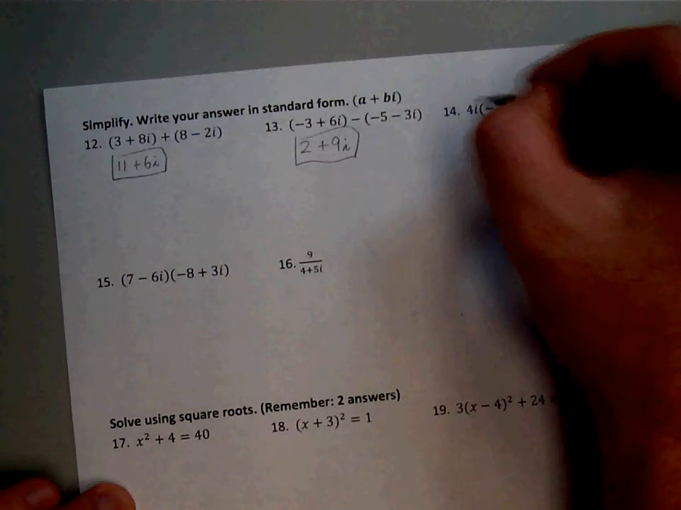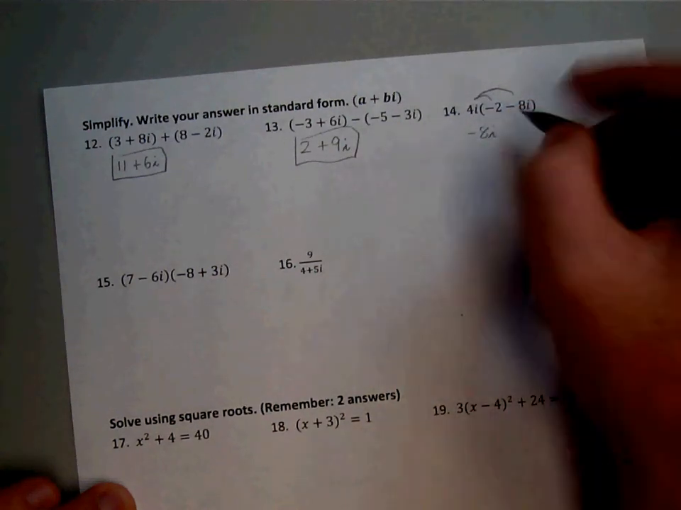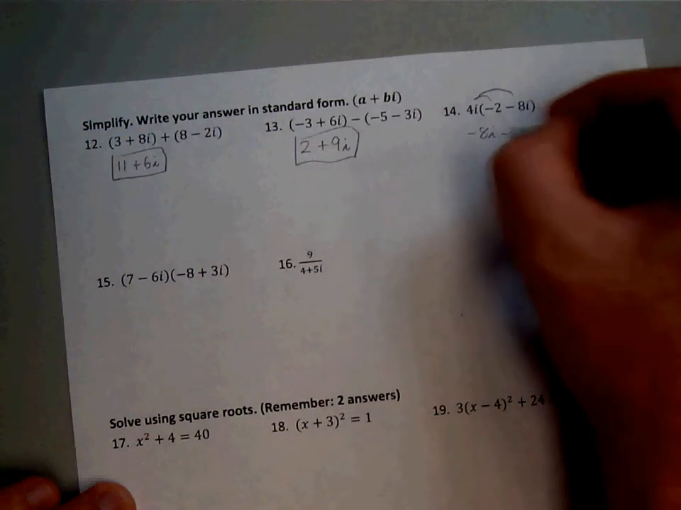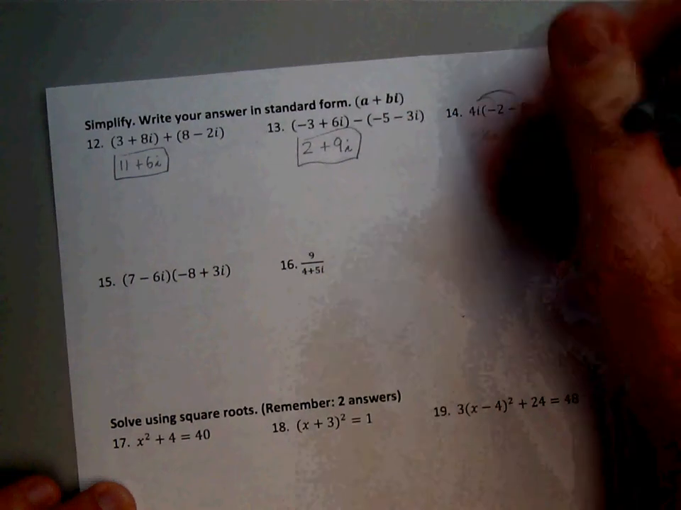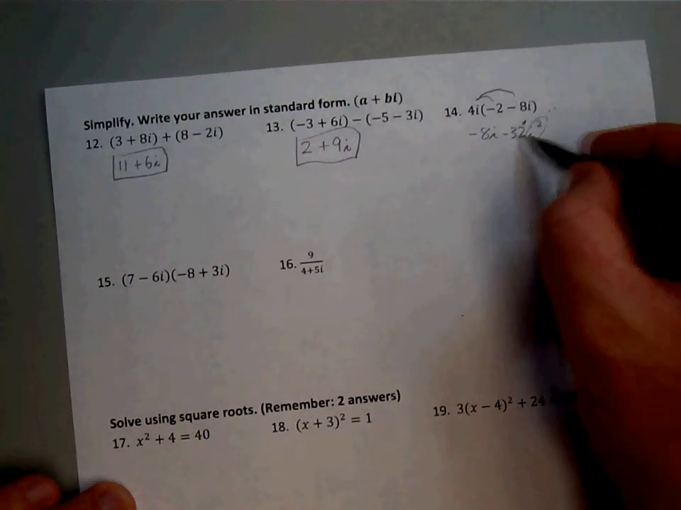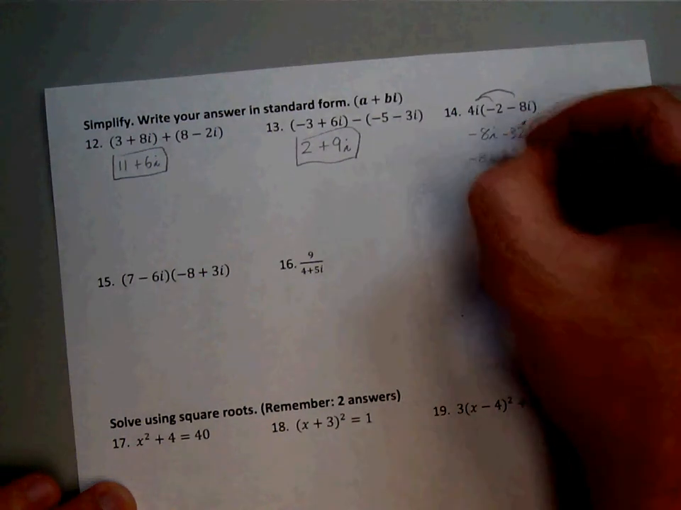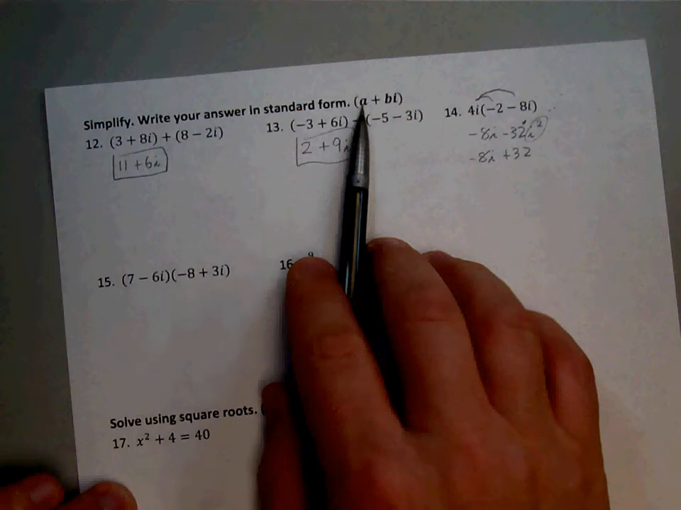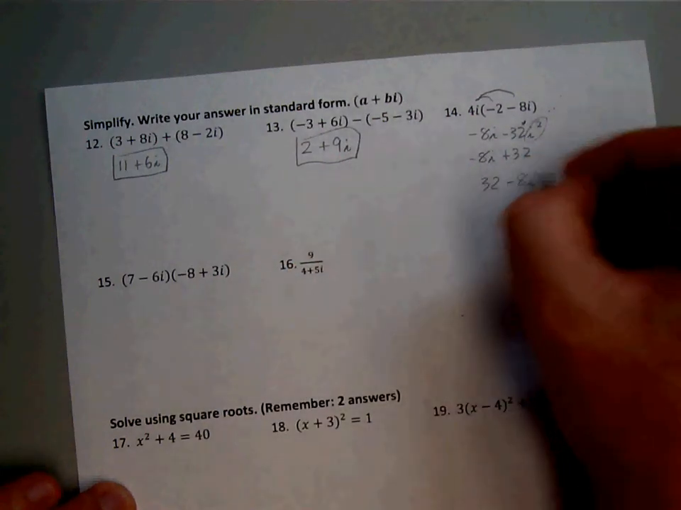Number 14, I can distribute. So 4i times negative 8i, that's negative 32i squared. But i squared, whoops, i squared is equal to negative 1, so we need to simplify this. Negative 32 times negative 1 is positive 32. But then we want standard form, we want the real part first, the imaginary part last, so switch it around, 32 first, negative 8i last.